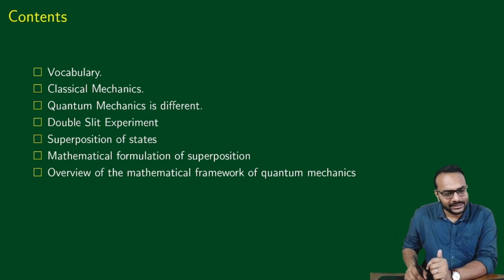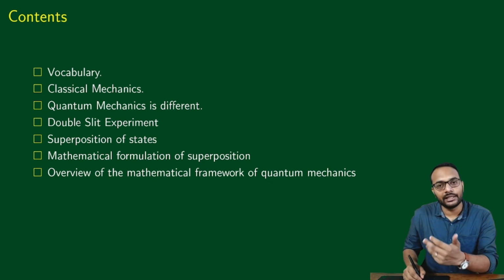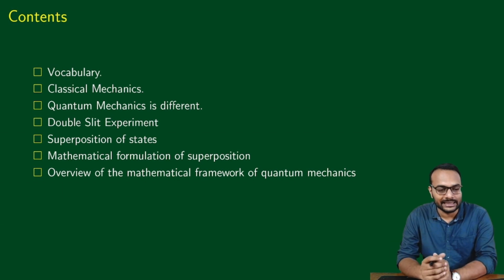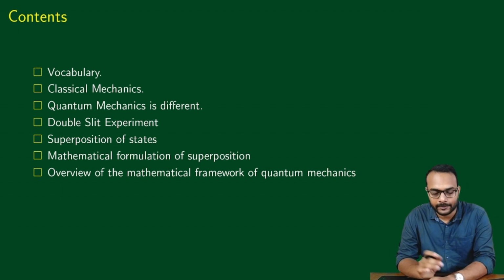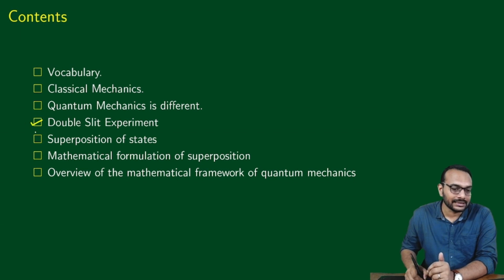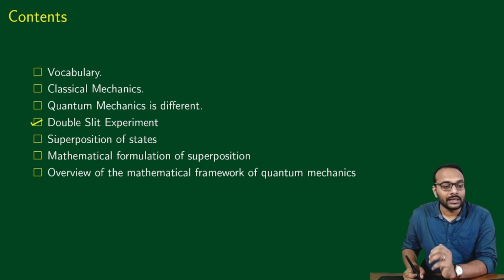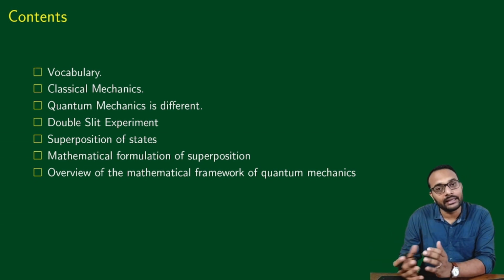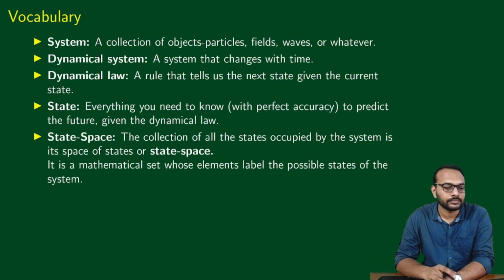Then based on this experiment, we'll try to understand the basic principles of quantum mechanics, the basic principles that go into the mathematical formalism. Or we'll try to understand what kind of world we are trying to describe. That's the main purpose of discussing the thought experiment: to understand what kind of world we are trying to describe using quantum mechanics.